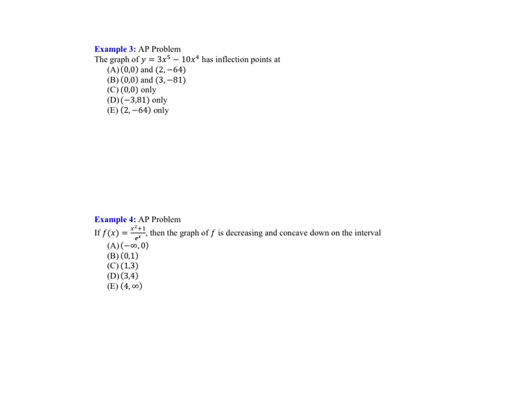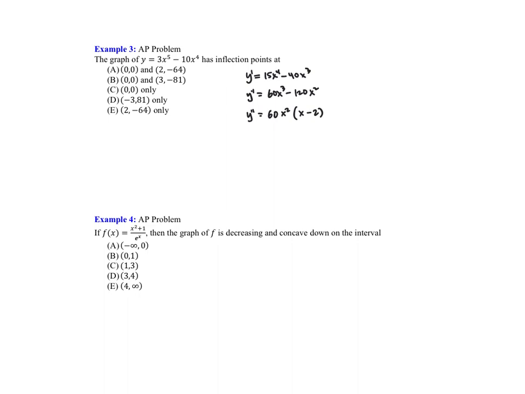Okay, so example number 3. We've got a function, y equals 3x to the 5th minus 10x to the 4th, and we're asked for points of inflection. So I'm going to find y prime first, and then y double prime. So it'll be 15x to the 4th minus 40x cubed. The second derivative, of course, which relates to the points of inflection, would be 60x cubed minus 120x squared. I'm going to factor this, taking out a GCF, greatest common factor, of 60x squared. That leaves me with x minus 2.